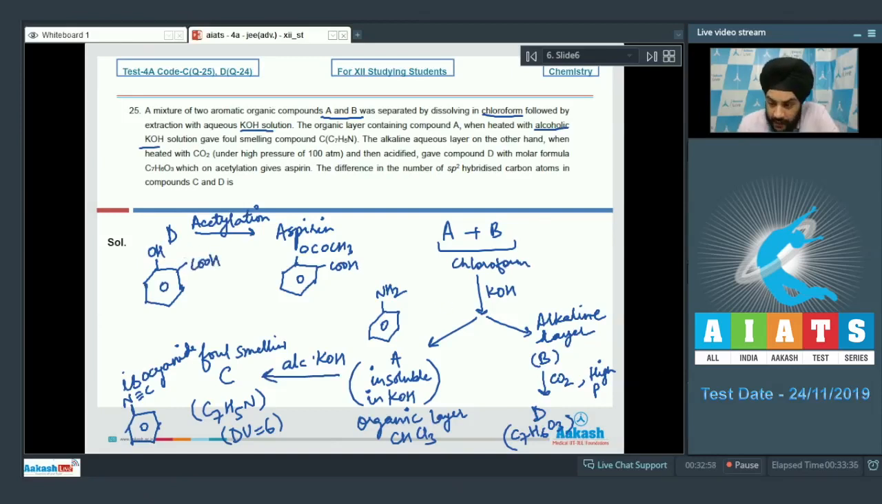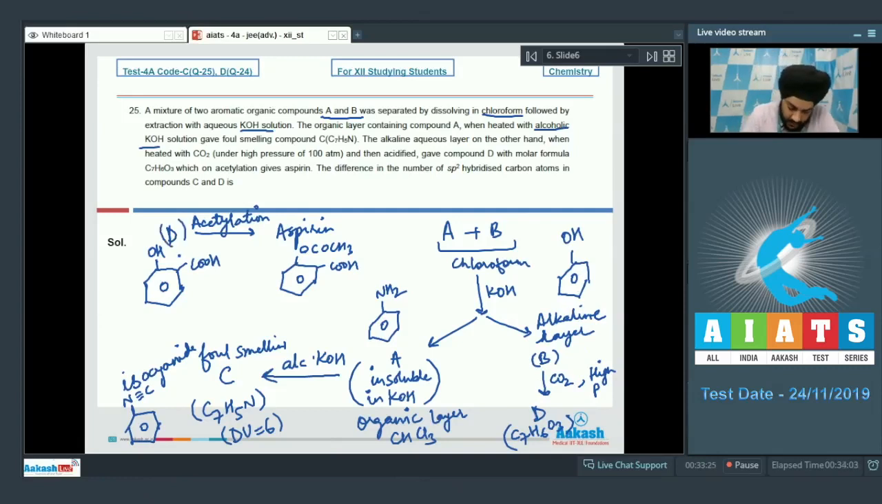And now if we talk about the compound B, which was present in the alkaline layer, students, it has to be phenol. So phenol on reaction with CO2 gives us salicylic acid, which on further acetylation gives us aspirin. So students, the compound B is phenol and it is present in the form of the phenoxide ion in the alkaline aqueous layer. So this is the compound B now.